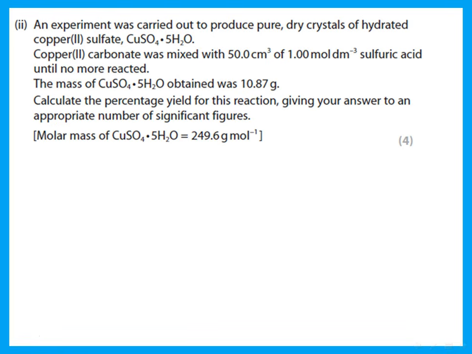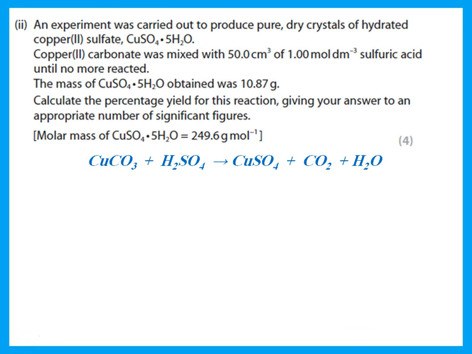An experiment was carried out to produce pure dry crystals of hydrated copper sulfate. Copper carbonate was mixed with sulfuric acid. The mass obtained was 10.87 grams. Calculate the percent yield. In order to calculate the percent yield, I need to first calculate how much mass I should have obtained. So we have this equation.